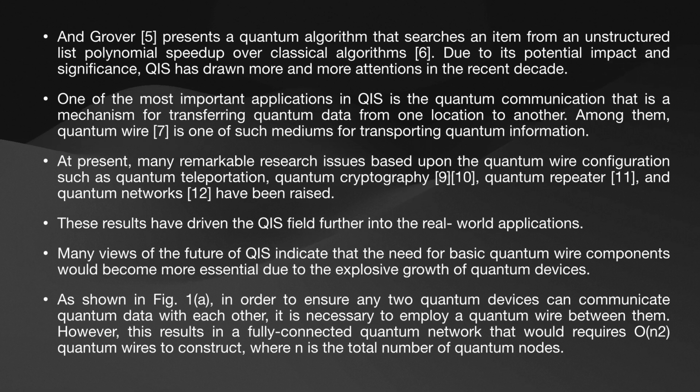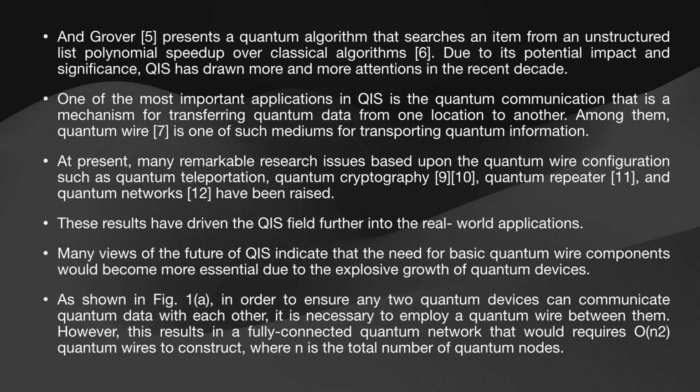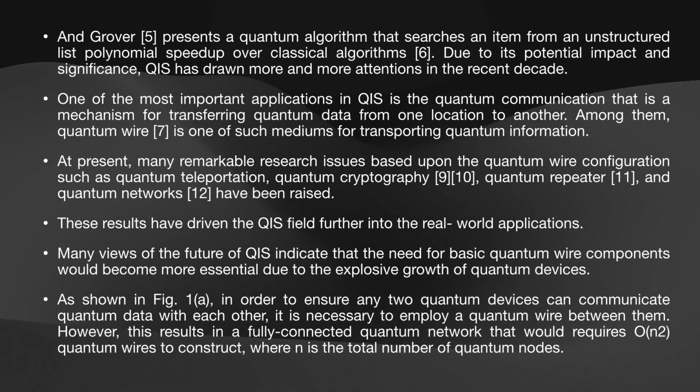One of the most important applications in QIS is quantum communication, which is a mechanism for transferring quantum data from one location to another. Among them, quantum wire is one of the mediums for transporting quantum information. At present, many remarkable research issues based on the quantum wire configuration, such as quantum teleportation, quantum cryptography, quantum repeater, and quantum networks, have been raised. These results have driven the QIS field further into real world applications.